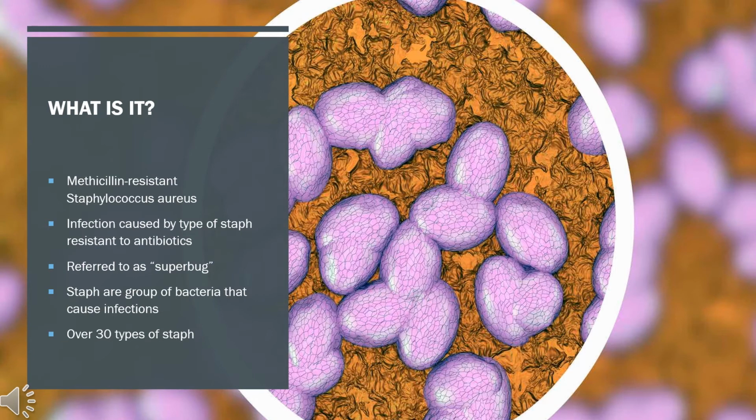So what is MRSA? MRSA, or methicillin-resistant Staphylococcus aureus infection, is caused by a type of staph bacteria that has become resistant to antibiotics that we use to treat normal staph infections. For this reason, some refer to it as a superbug. Staphylococcus aureus, or S. aureus for short, is just one of over 30 types of staph, which are a group of bacteria that can cause many types of infections, most commonly skin infections.